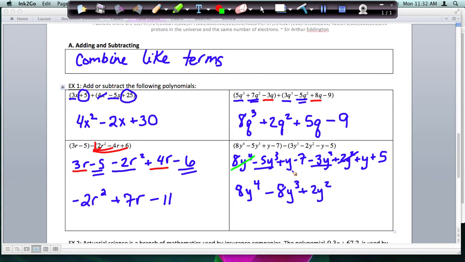And then I have a positive y, so that's a plus 1y and another positive 1y. So 1 plus 1 is 2, so we get a positive 2y. And then last, let's combine our numbers or constants. So negative 7 plus 5 becomes negative 2.